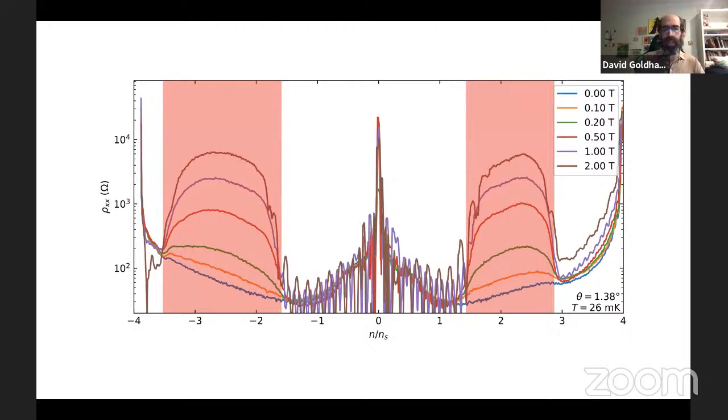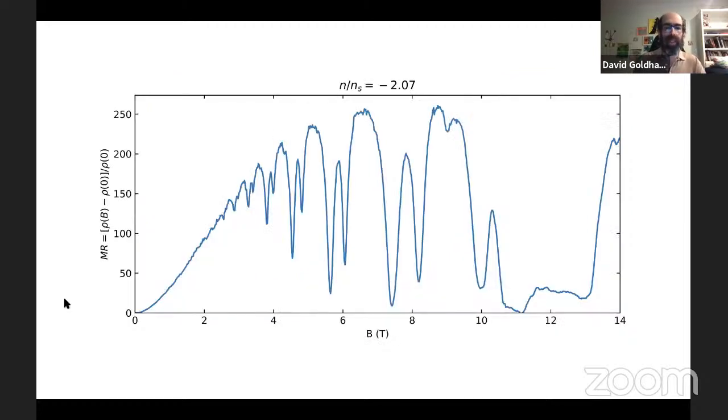If we look in these regions, here's a cut where we're sweeping magnetic field, and you can see this very large magnetoresistance. It's actually approximately quadratic, and that's the same that you see in a compensated semi-metal. And then you start to see oscillations that look like Shubnikov-de Haas oscillations, so the formation of Landau levels.